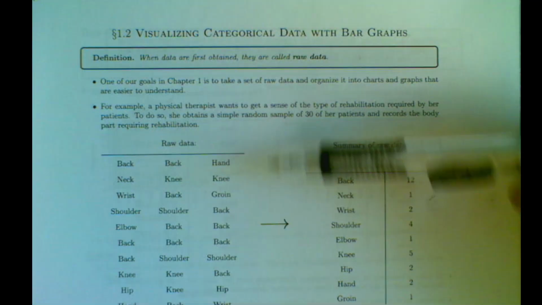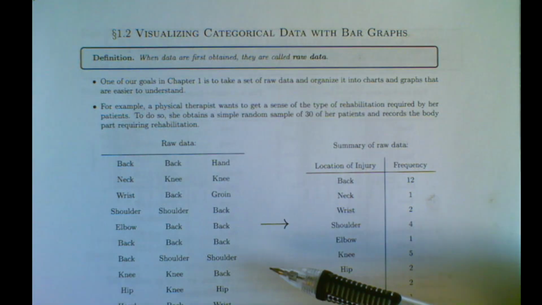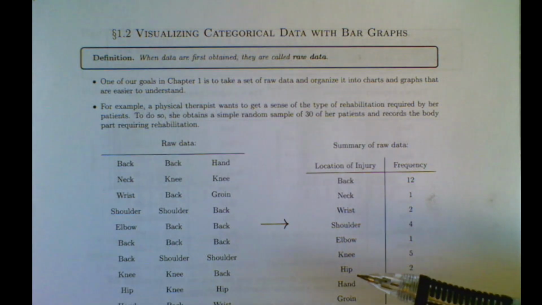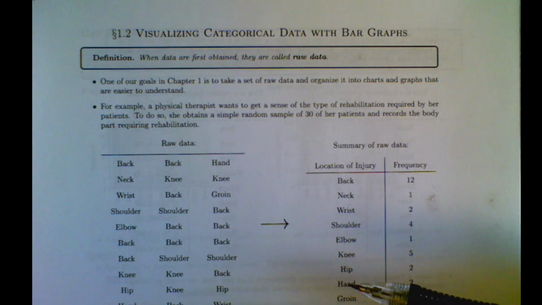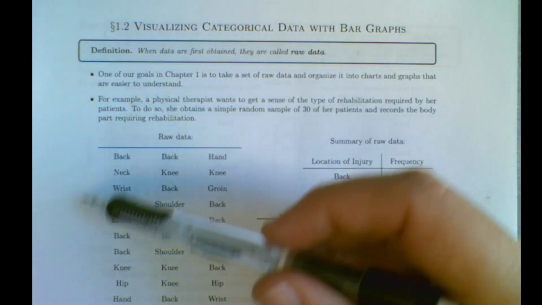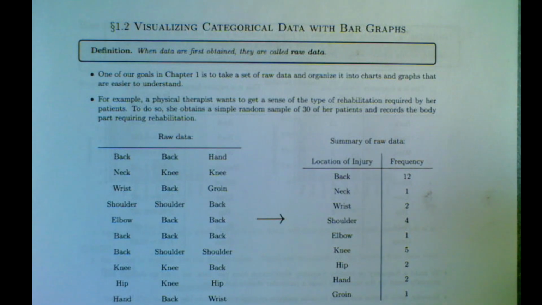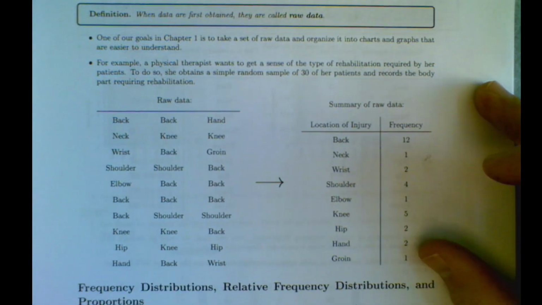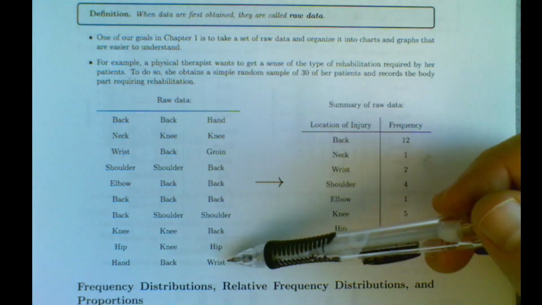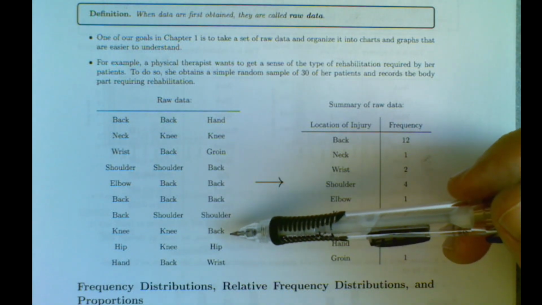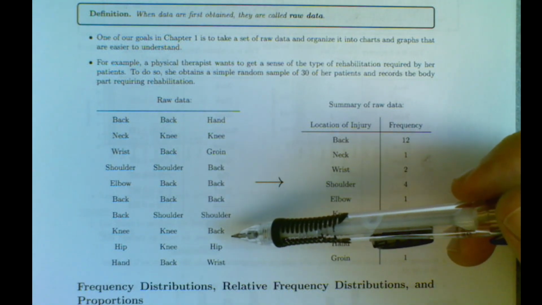So, for example, a physical therapist wants to get a sense for the type of rehabilitation required by her patients. To do so, she obtains a simple random sample of 30 of her patients and records the body part requiring rehabilitation. This would be something like the raw data that she would collect. So you can see it's just a list of the body parts requiring rehabilitation. It hasn't been summarized or organized in any way. It's just sort of a random list.